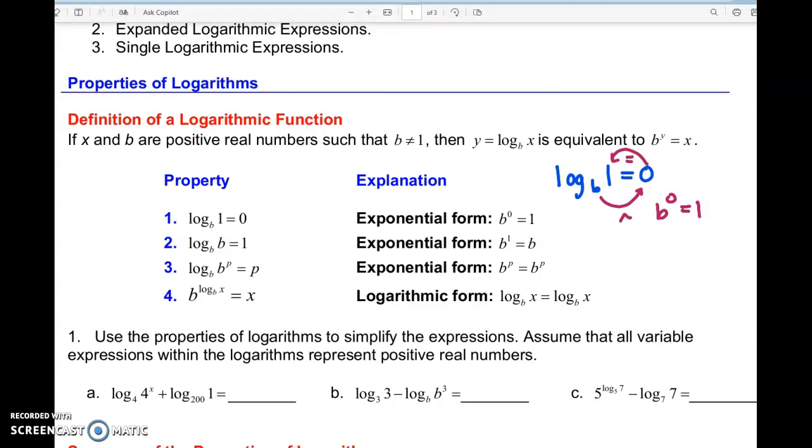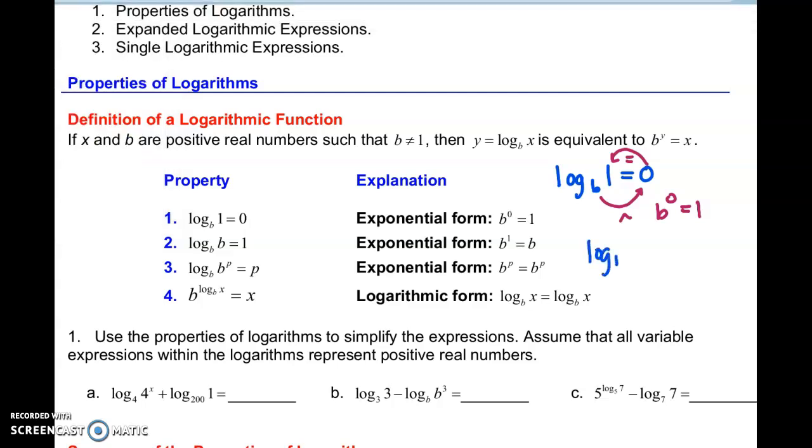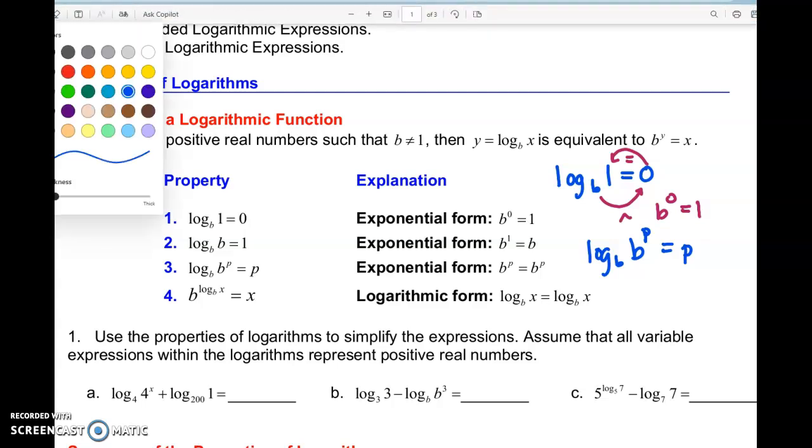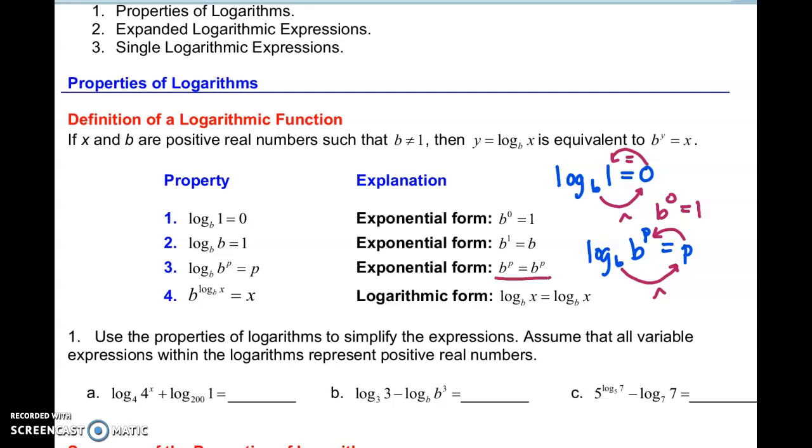So this next one, let me write it out here. It says the log base b of b to the p power is equal to p. If I rewrite it in exponential form, I'm going to see that this would be the base raised to the answer is equal to this. And so I get this, which is a true statement. And then last here, I have this. This is in exponential form. So this is not in log form, it's in exponential form.